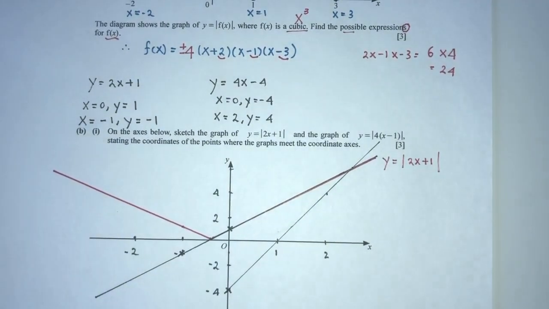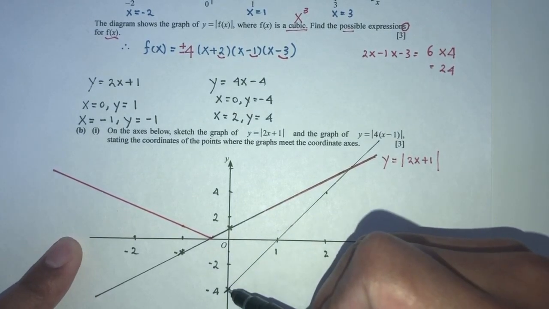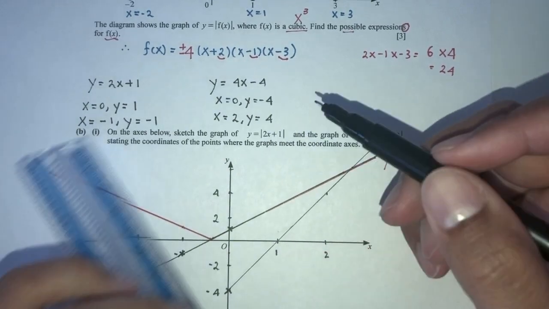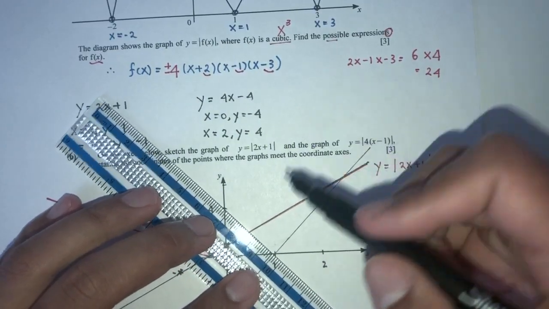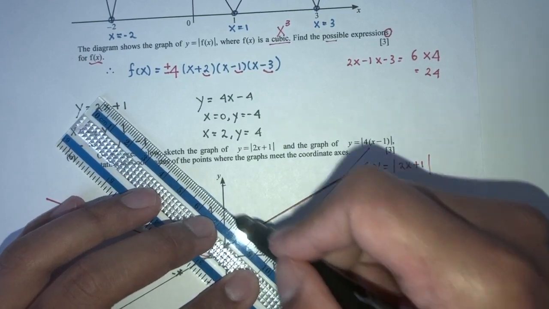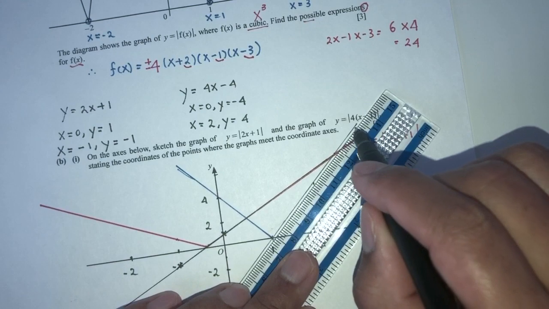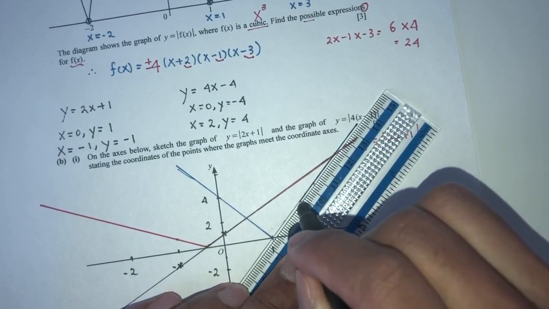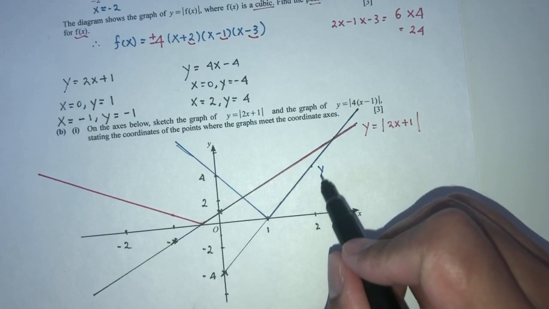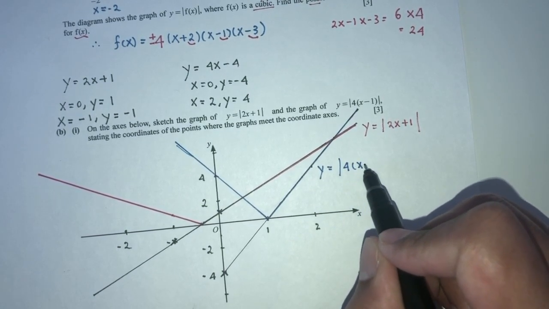Now let me use a different color for this one. So everything below will go up. So this was the point 0, minus 4, and it becomes 0, 4. So this and this will join right here. Of course, make sure you have a straight line, right? This and this will be the other one. Okay, and this is y equal to the value of modulus of 4x minus 4.